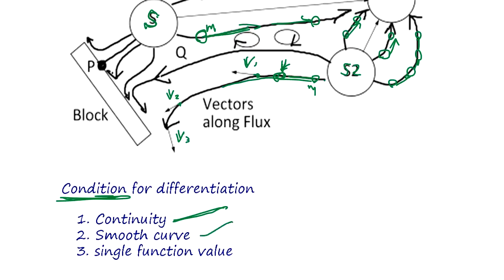And a smooth curve means that if it hits a block, something like that, then it may split into two locations. And this part is a singular point we have to avoid for differentiation. It's not smooth. And for a single function value, this has two velocities on the right and left, so this part is not differentiable, right? So we have to avoid those areas.